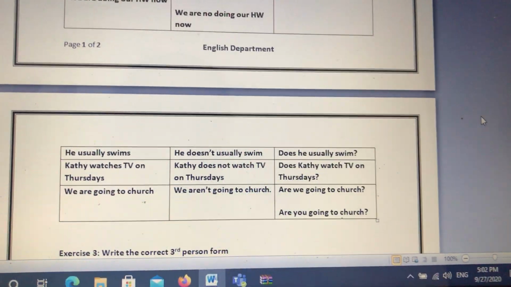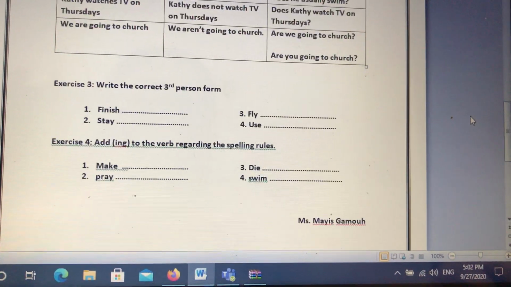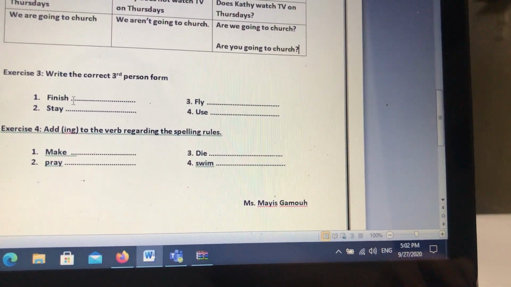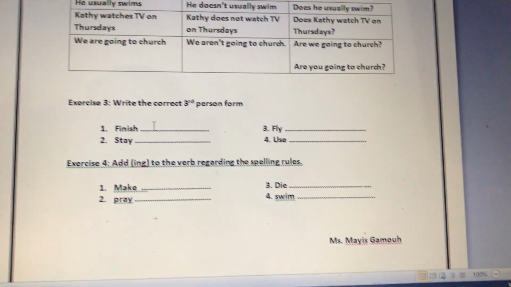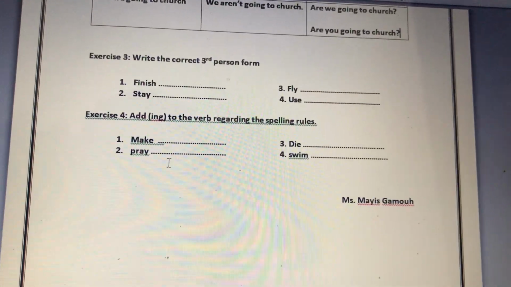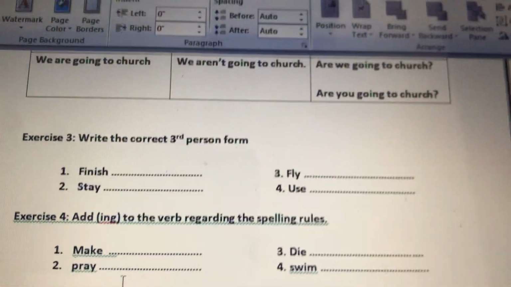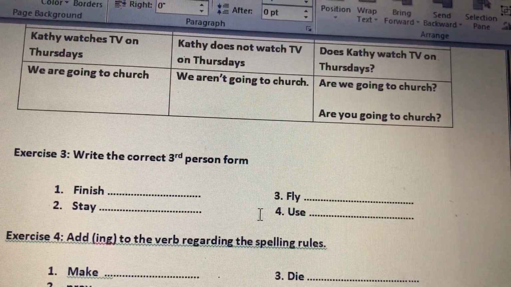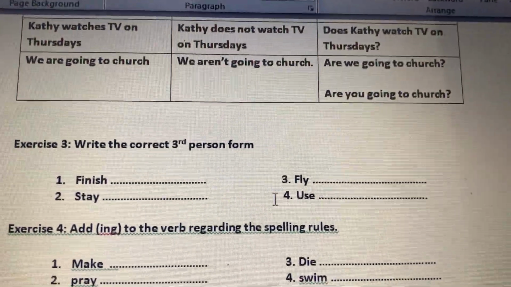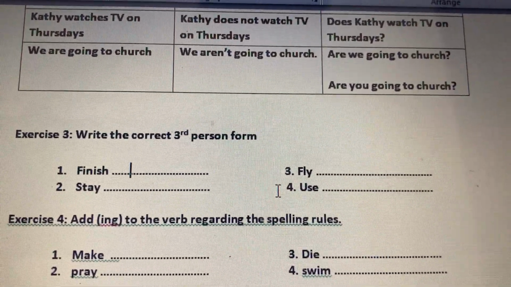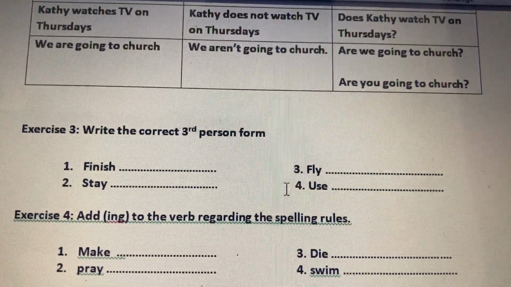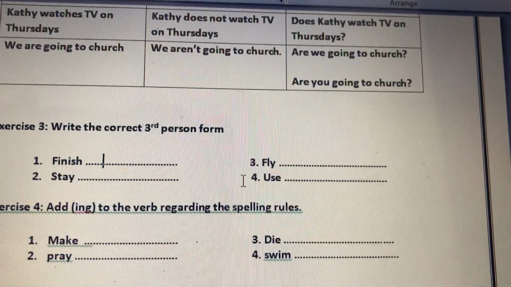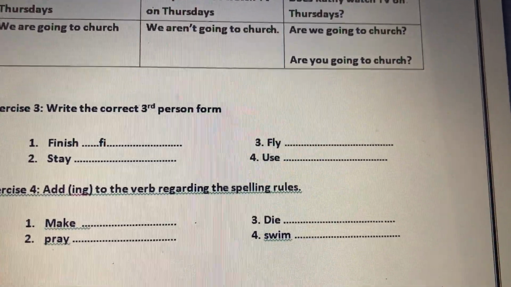Let's go to our third exercise, which is write the correct third person form. So if I want to have it in the he, she, it form, how do I write these verbs? If I want to add s to finish, we have to add es because the sh is one of the letters that we have to add es to the end of the word if it comes in the third person form. So it will become finishes.